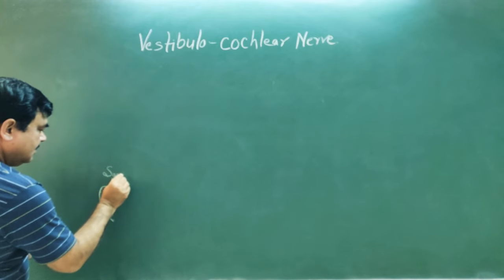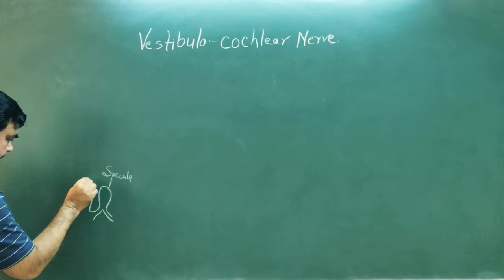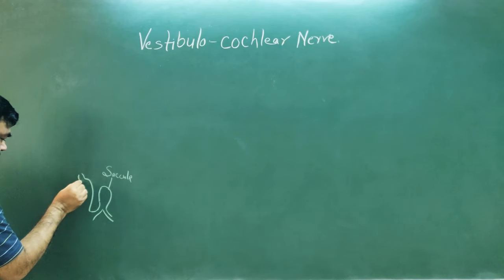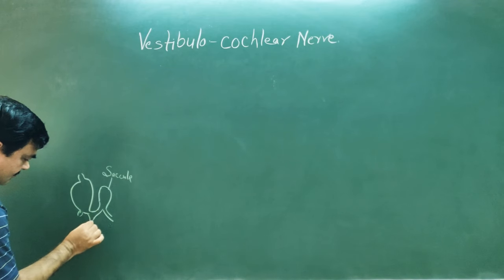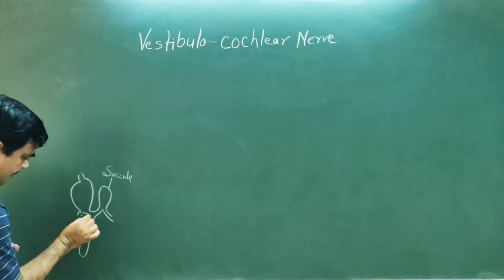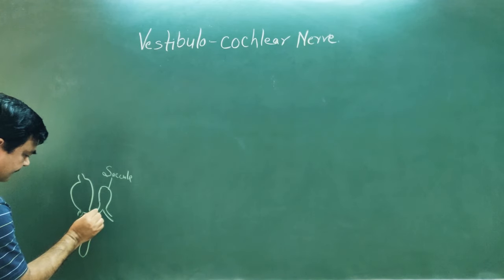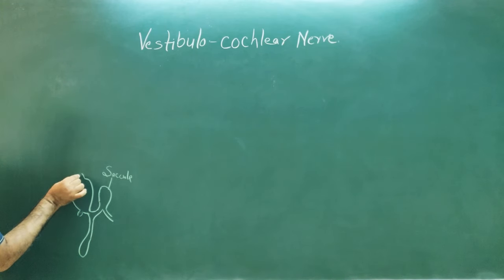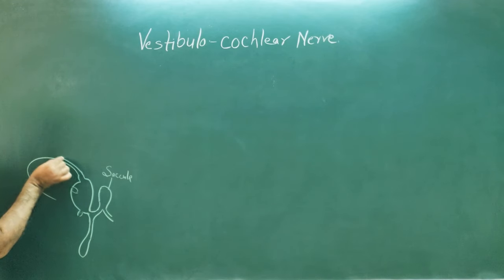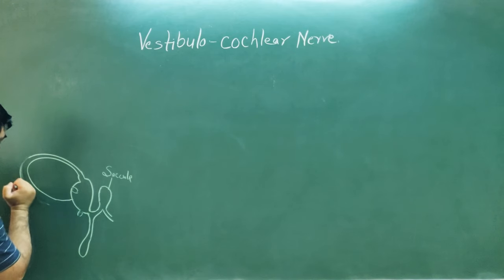This is the saccule. This is the endolymphatic sac and duct. This is the anterior semicircular canal.